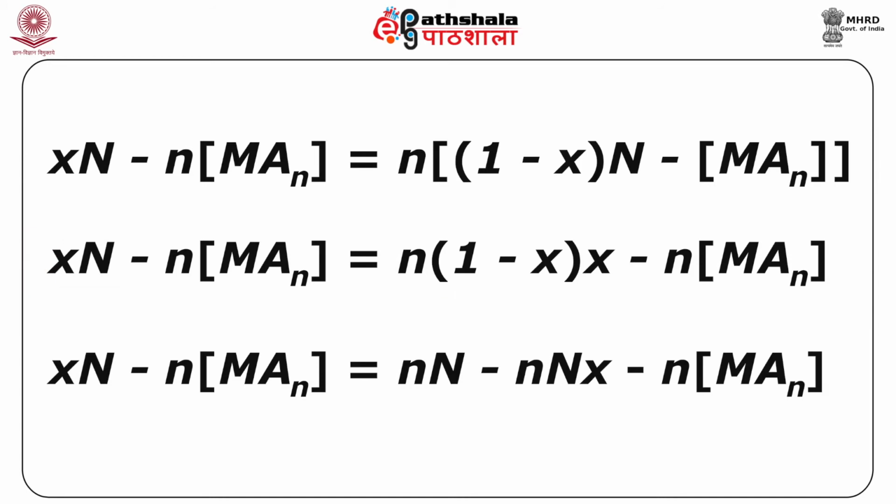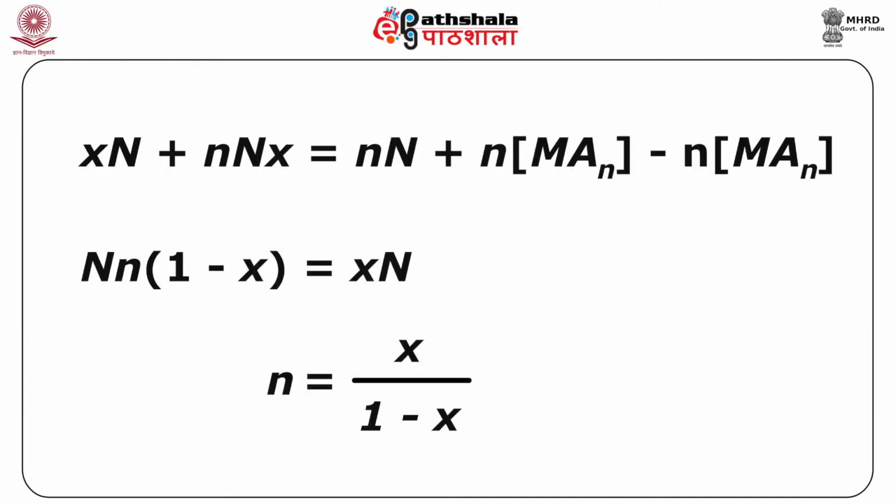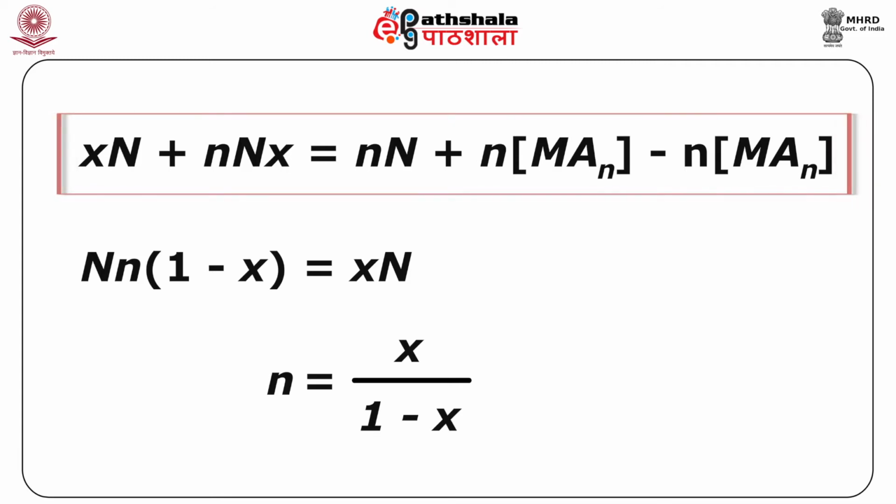This on further simplification gives us the expression chi into capital N minus n into complex concentration is equal to small n into capital N minus small n into capital N into chi minus small n into concentration of complex. Further simplification gives us the expression chi into capital N plus small n into capital N into chi is equal to small n into capital N plus small n into complex concentration minus n into complex concentration.